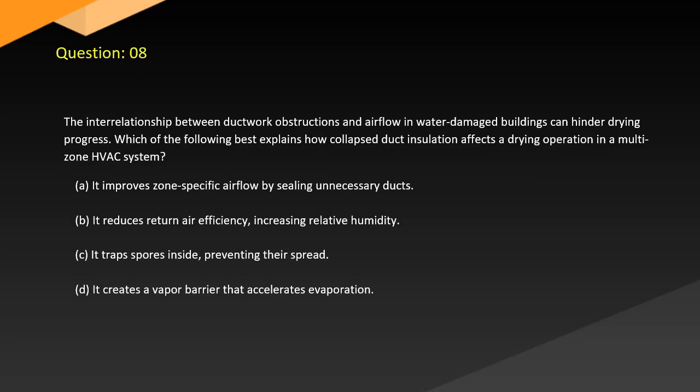Question 8. The interrelationship between ductwork obstructions and airflow in water-damaged buildings can hinder drying progress. Which of the following best explains how collapsed duct insulation affects the drying operation in a multi-zone HVAC system?